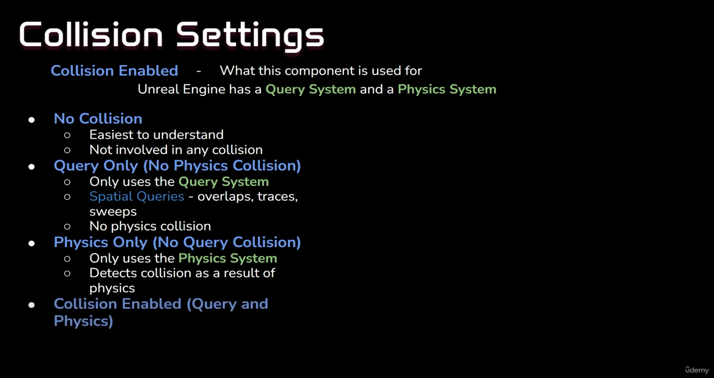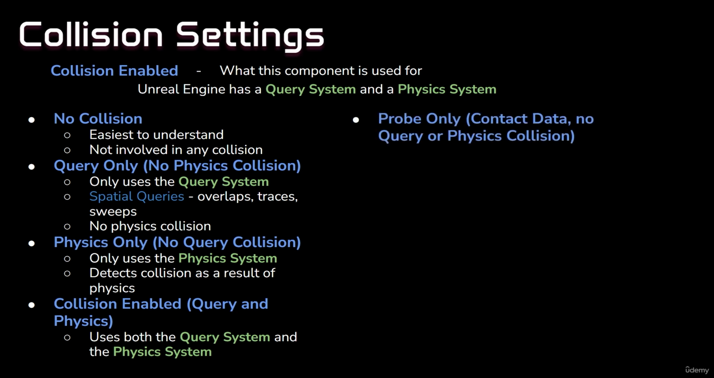Next, we have collision-enabled query and physics. This uses both the query system and the physics system. So a component using this setting can be involved in physics collisions, which the physics system calculates, as well as queries, which the query system calculates. It's the best of both worlds, but is also more expensive as it requires more calculations.